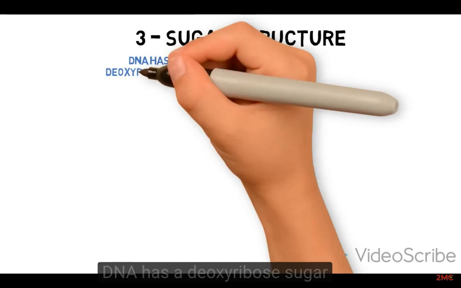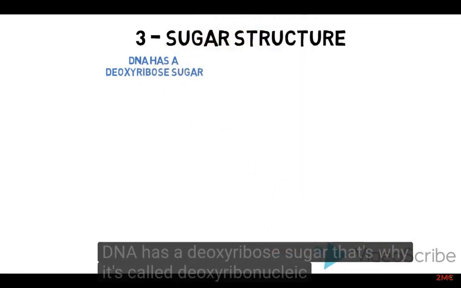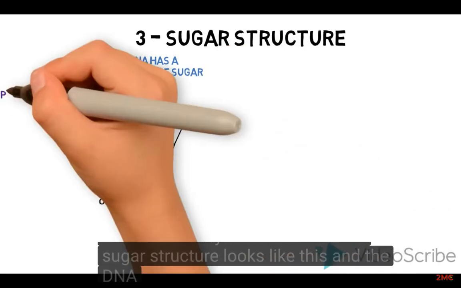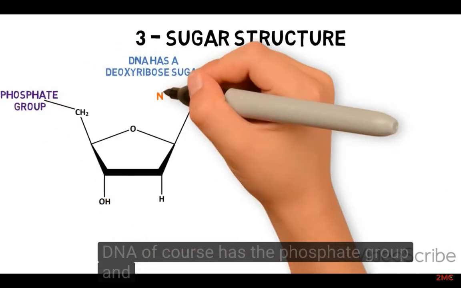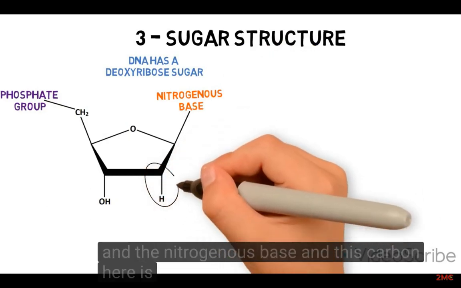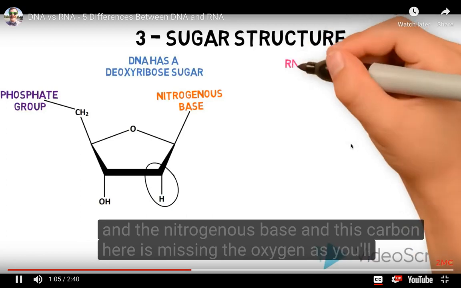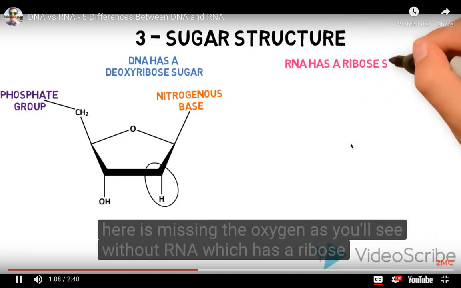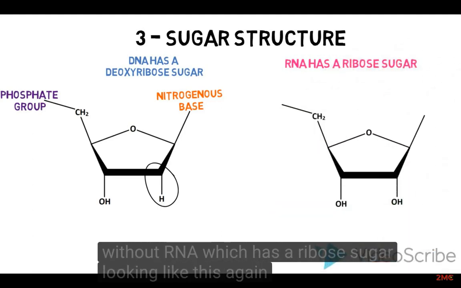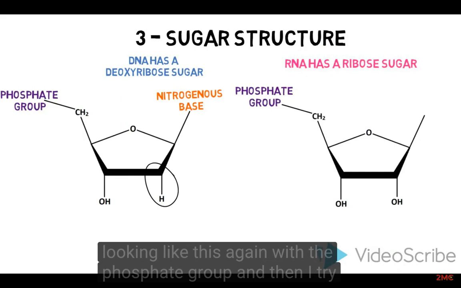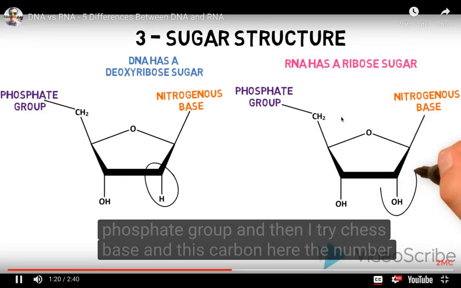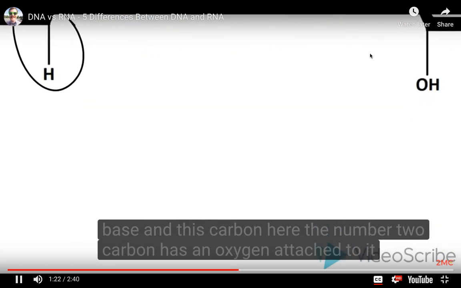DNA has a deoxyribose sugar, that's why it's called deoxyribonucleic acid. Its sugar structure looks like this. And in DNA, of course, it has the phosphate group and the nitrogenous base. And this carbon here is missing the oxygen. As you'll see with our RNA, which has a ribose sugar, looking like this, again with the phosphate group and the nitrogenous base. And this carbon here, the number 2 carbon, has an oxygen attached to it.